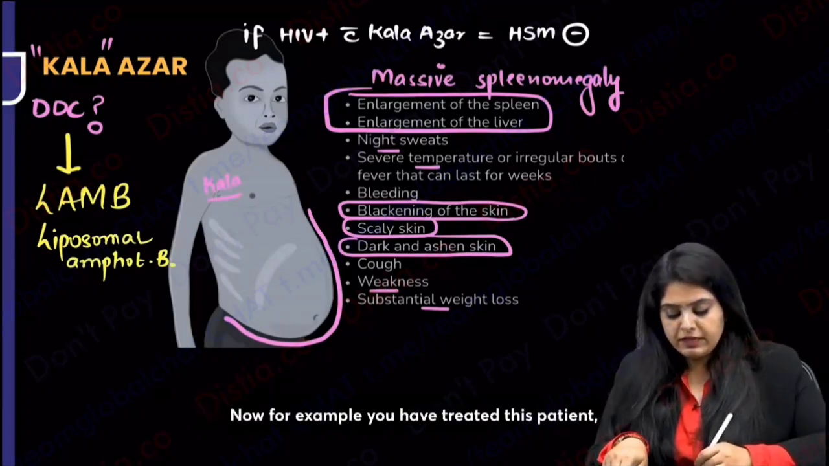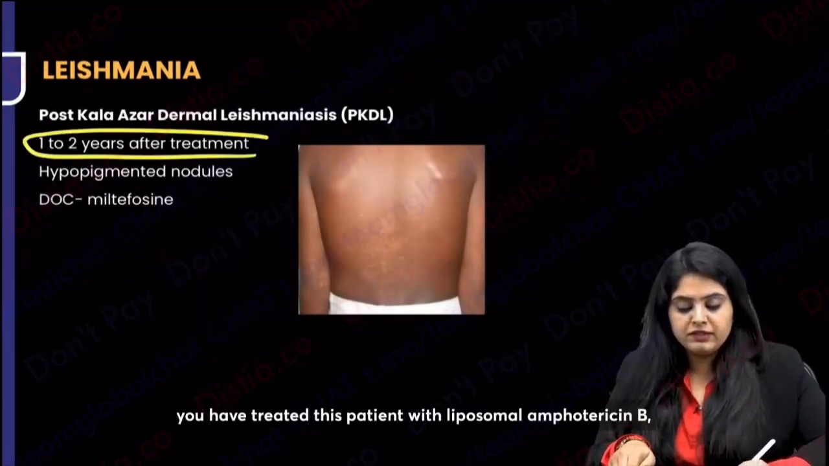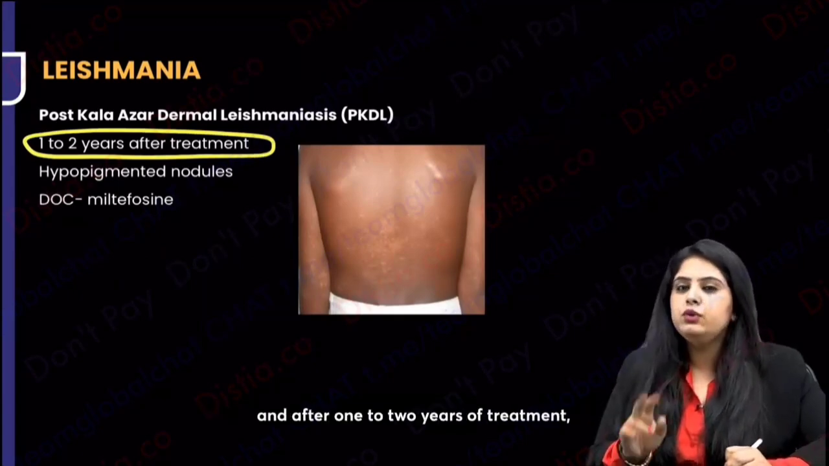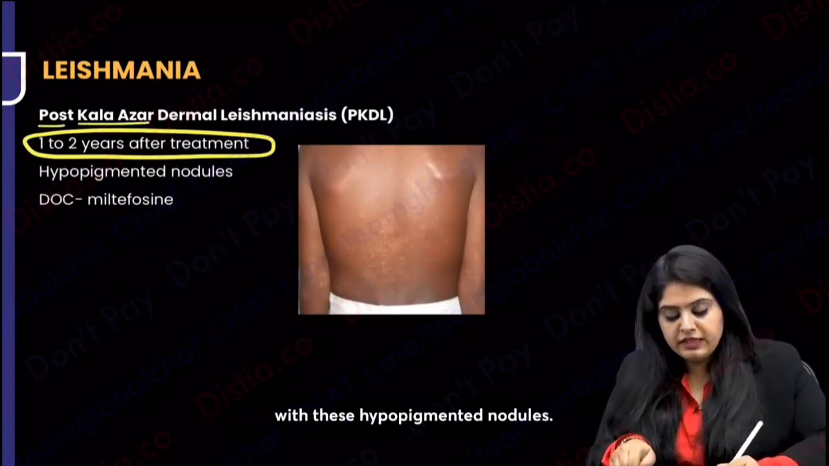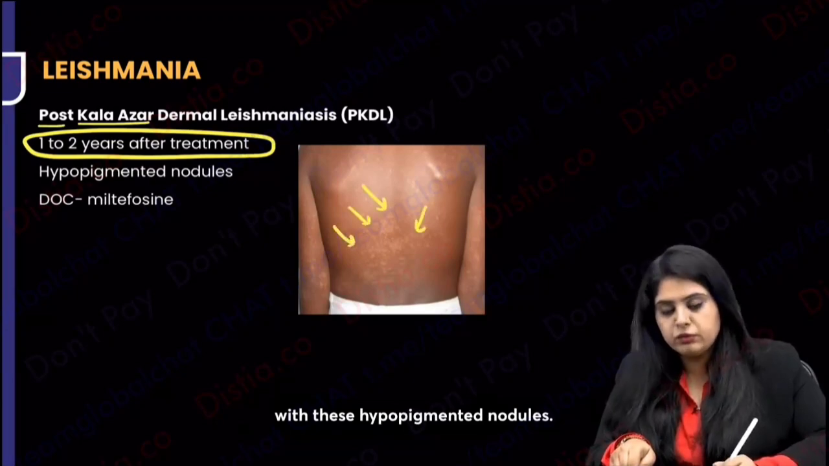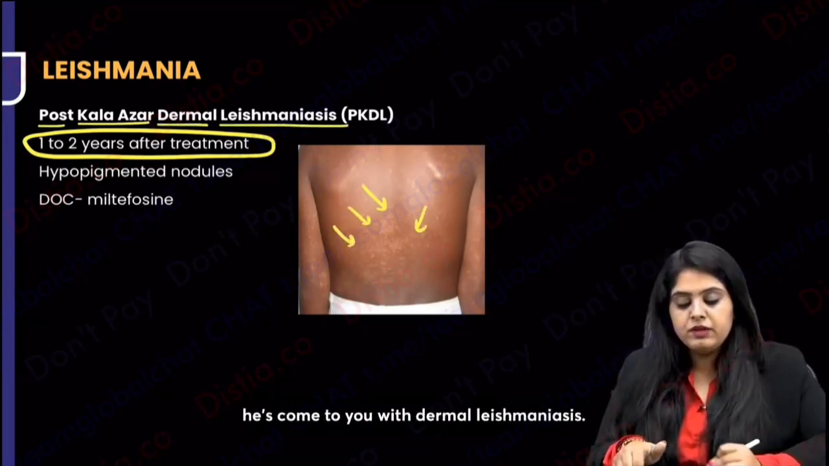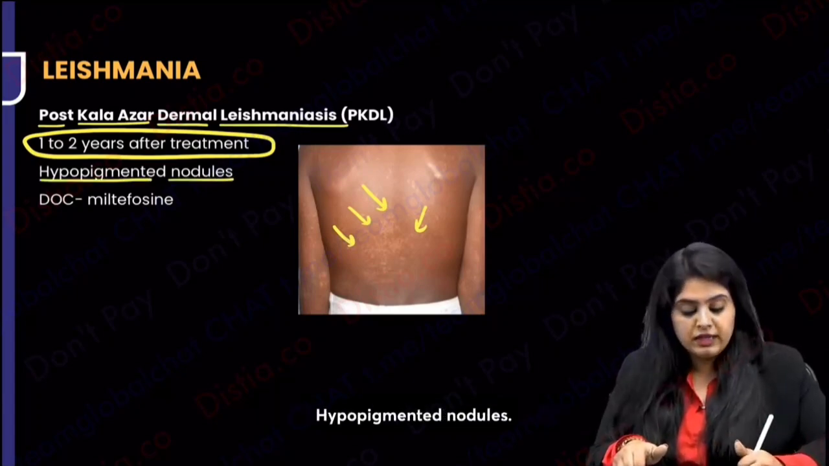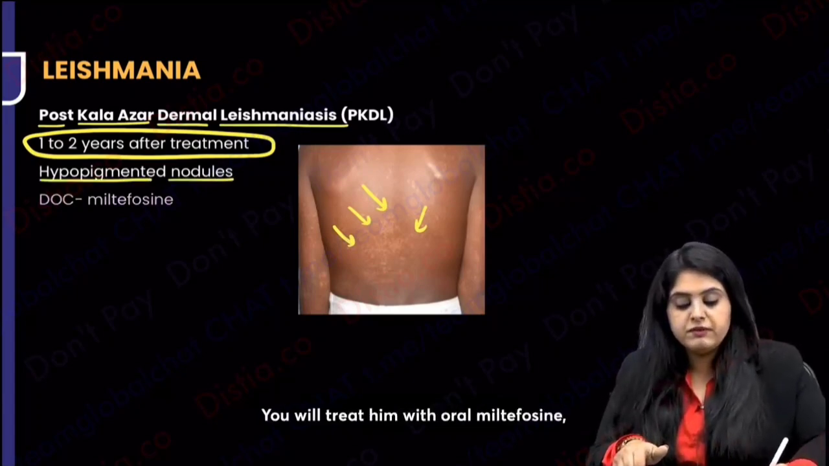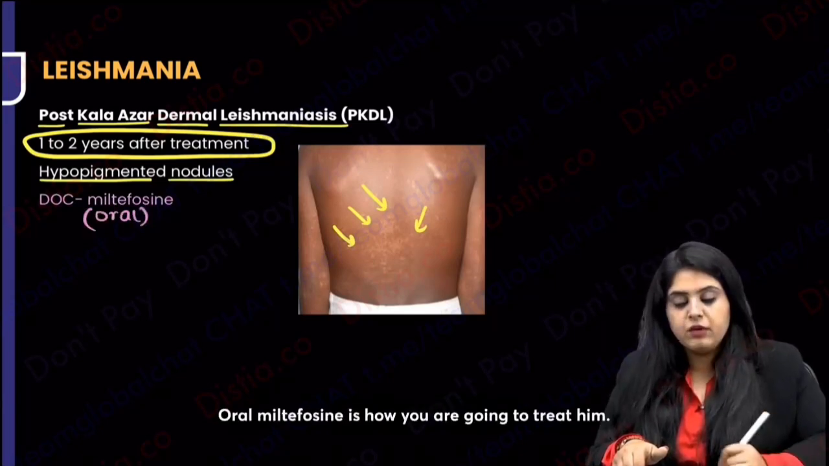Now, for example, you have treated this patient with liposomal amphotericin B, and after 1 to 2 years of treatment, so after the post-Kala-Azar, he comes to you with these hypopigmented nodules. He's come to you with dermal leishmaniasis. How are they identified? Hypopigmented nodules. Now what will you treat him with? You will treat him with oral miltefosine. It's an oral drug that you give.